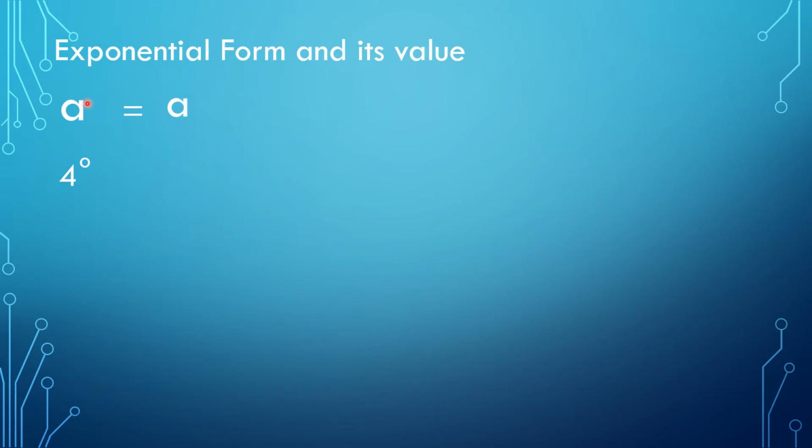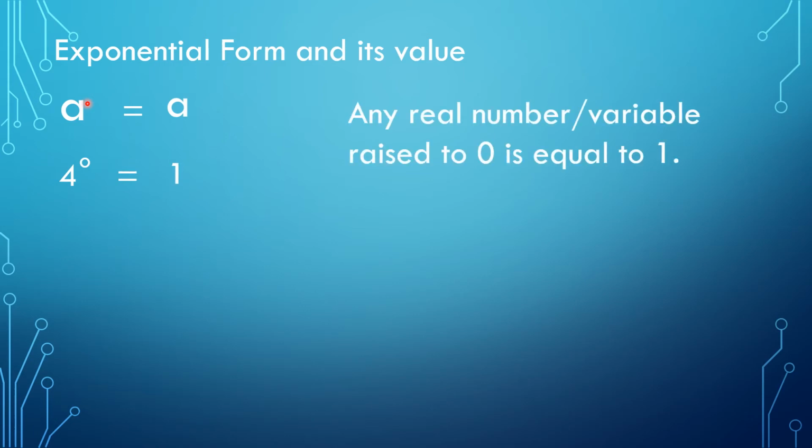What about if I have 4 raised to 0? That is equal to 1. Any number or variable raised to 0 is always equal to 1. Let's say I have x raised to 0, that is still equal to 1. If I have 1/2 raised to 0, that is still equal to 1.